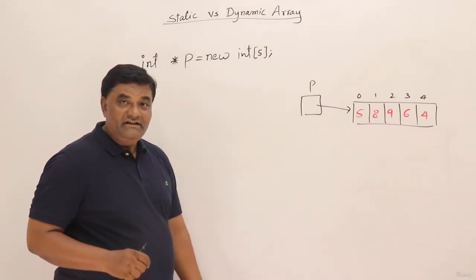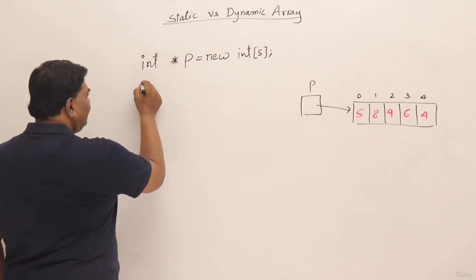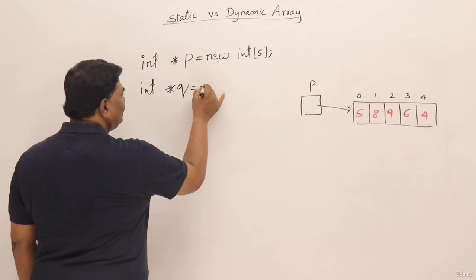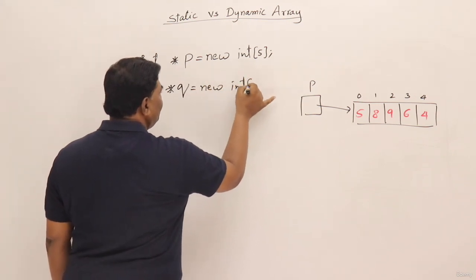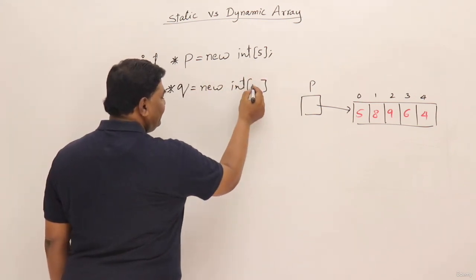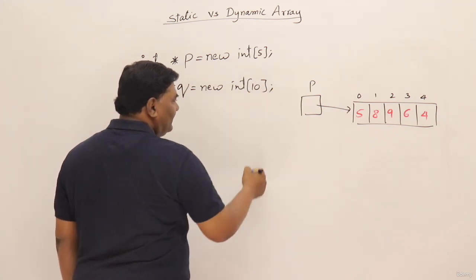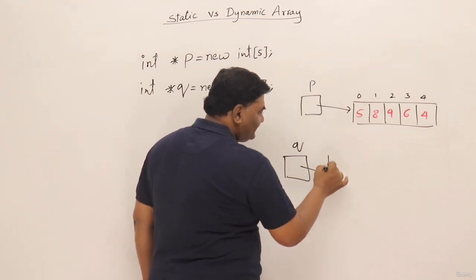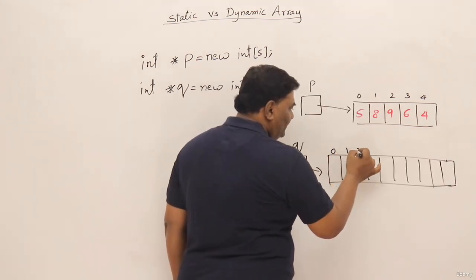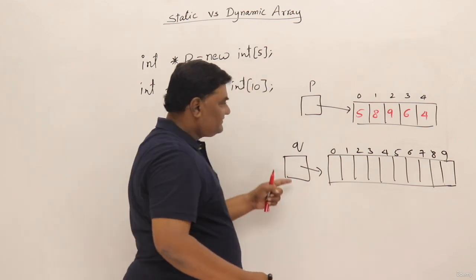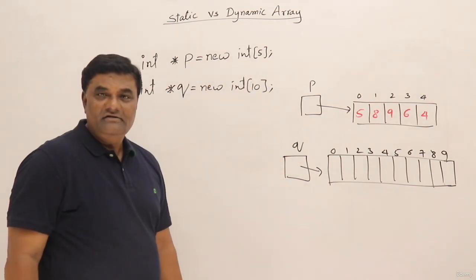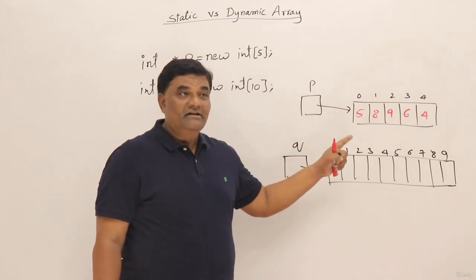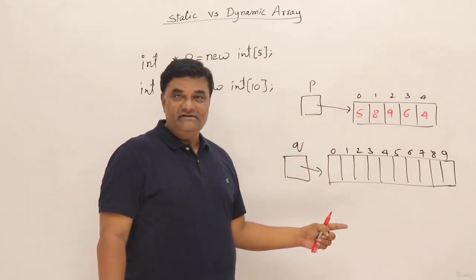Then one method for increasing the size is to take one more pointer, let us call it Q, and create a new array of the required larger size. Let us say I want an array of size 10. Then pointer Q will be pointing upon an array with a larger size, 0, 1, 2, 3, and so on. Now this Q is pointing on a larger size array. So I cannot increase the size of the same array. Already I said that. So the alternative is to create a bigger size array.